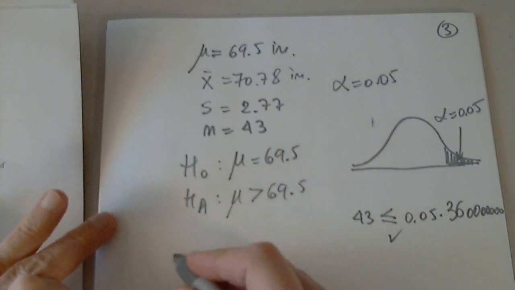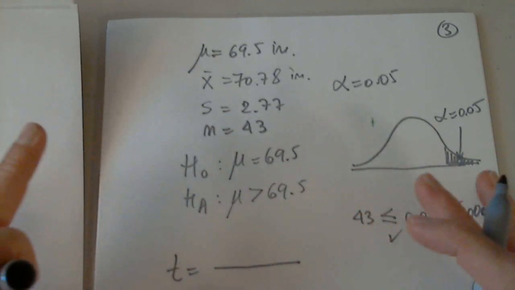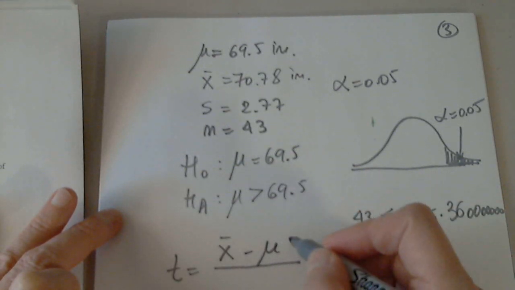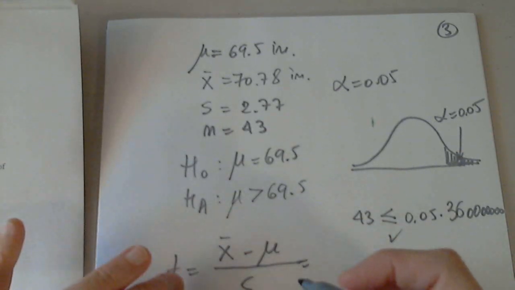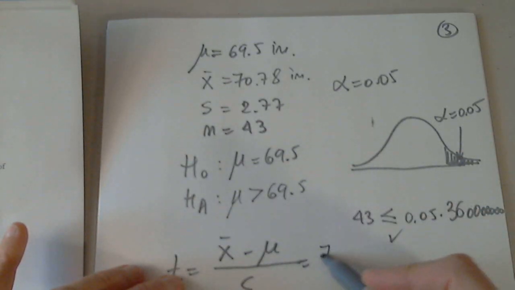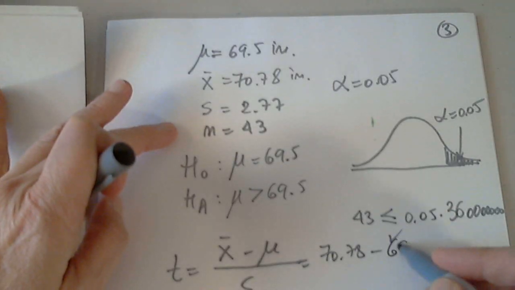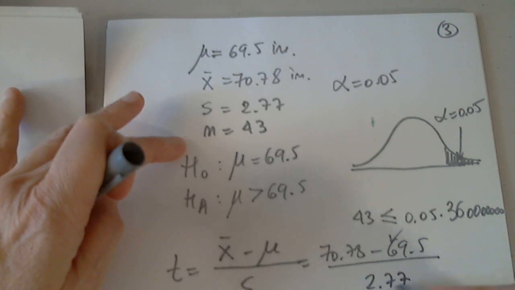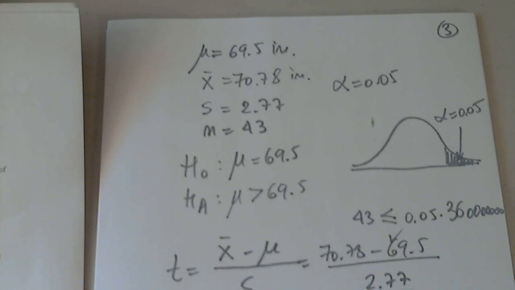At this point, I have t equals. We will not calculate it by hand, we don't need it. I'll show you with the calculator, but I need you to see it. So it's x bar minus mu divided by s over the square root of n. So x bar is given to us as 70.78 minus mu 69.5 over standard deviation 2.77 over the square root of 43. The calculator will give us this number.